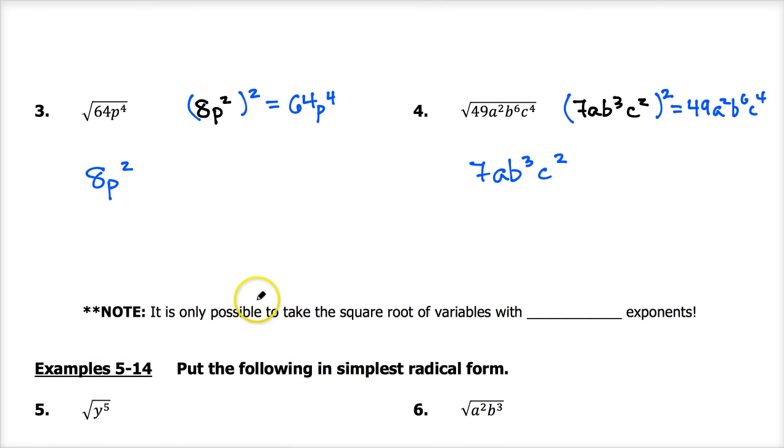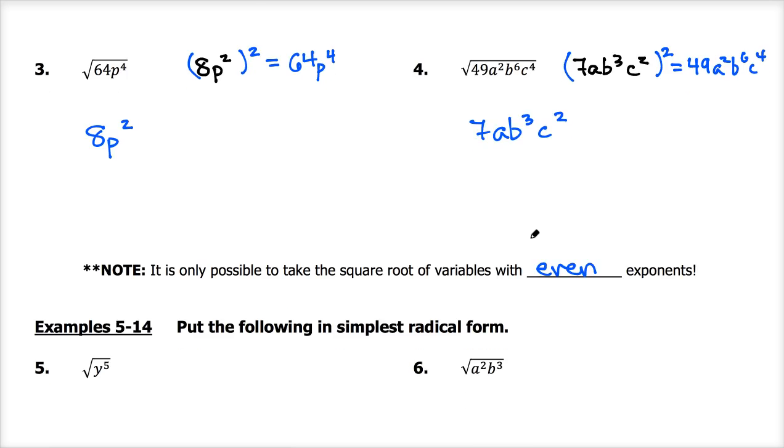So it's only possible to take the square root of variables with even exponents. Okay, and all of the variables in 1 through 4 had even exponents. Now in the rest of these examples, I'll show you how we can simplify variables that have odd exponents and what we do with those.